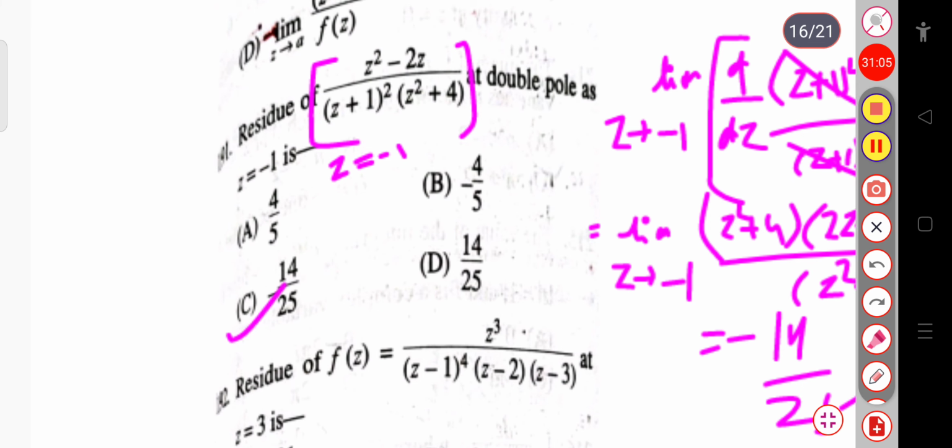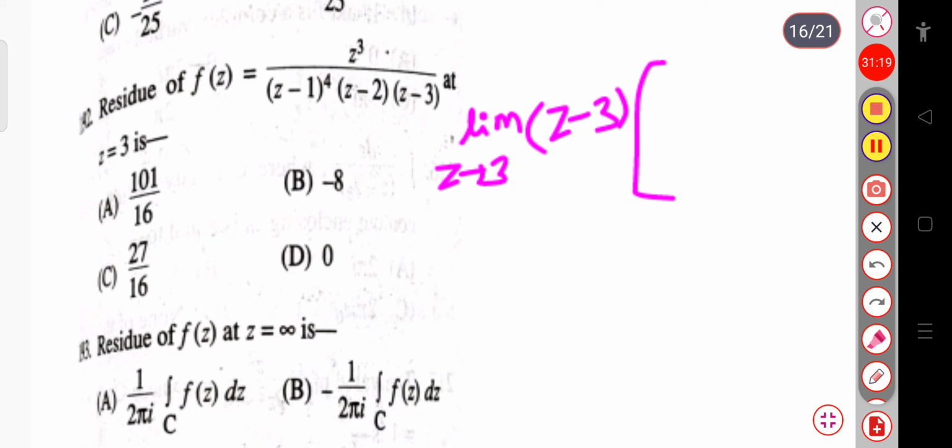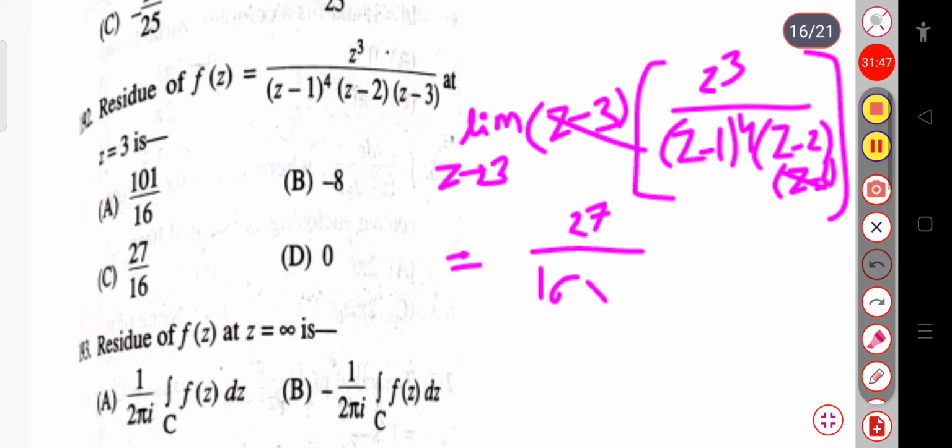Now let us see the next question. Calculate the residue of this function at z equal to 3. It is a pole of order 1, so write the limit as z tends to 3 of (z minus 3) into f(z), that is z cube divided by (z minus 1) whole power 4 into (z minus 2) into (z minus 3). So this (z minus 3) gets cancelled. Putting 3 in place of z, this will be 27 divided by (3 minus 1), that is 2 power 4, that is 16, into (3 minus 2), that is 1. So the answer is 27 by 16.